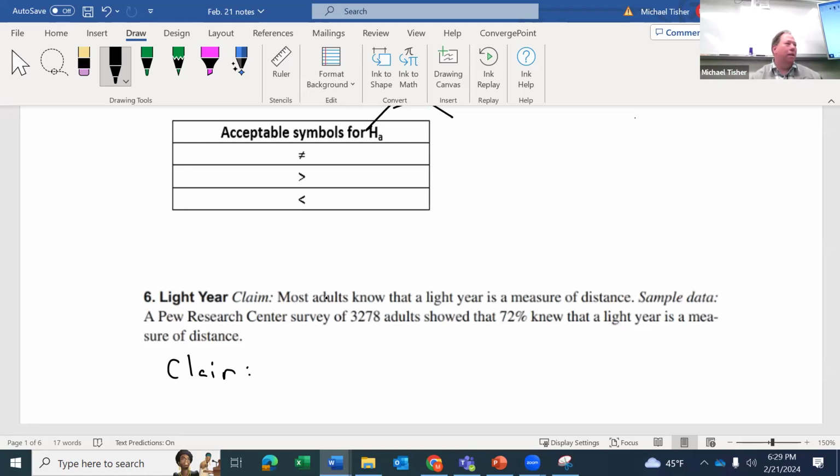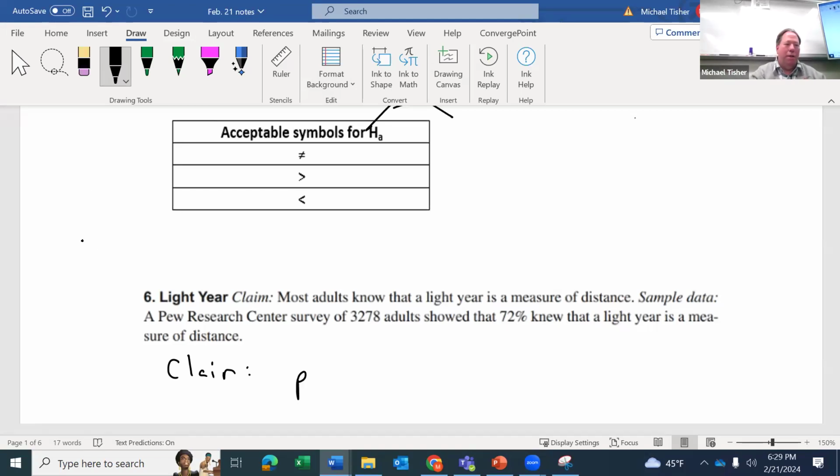If 3% knew, would that mean most people knew? No. About 10%. 40%. More than what? More than 50%. Yes. Okay. And percent has to do with P. So we use P for the population percentage or population proportion.